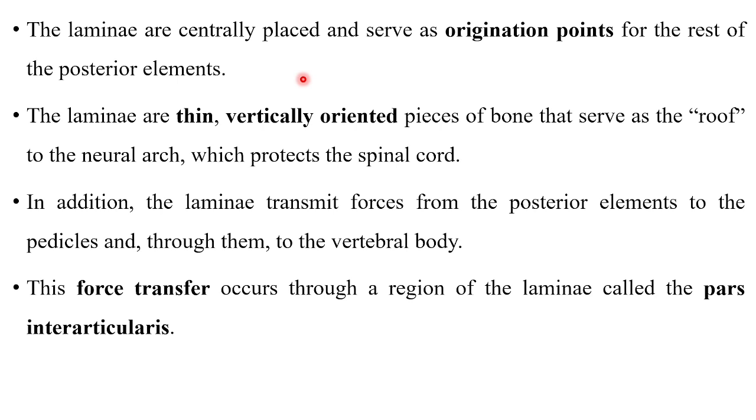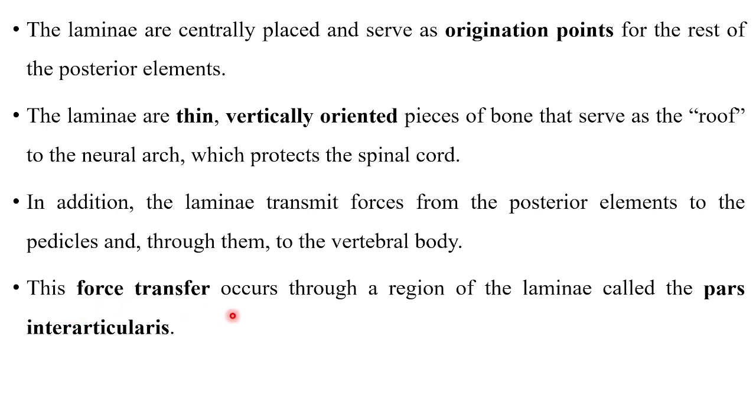The lamina are centrally placed and serve as an origination point for the rest of the posterior elements. The lamina are thin, vertically oriented pieces of bone that serve as the roof to the neural arch, which protects the spinal cord. In addition, the lamina transmit forces from the posterior elements to the pedicles and through them to the vertebral bodies. So it acts like a bridge for the force transmission.